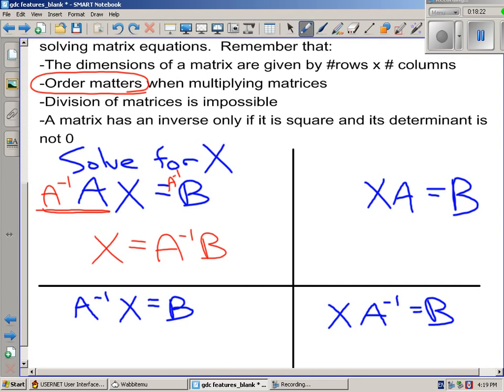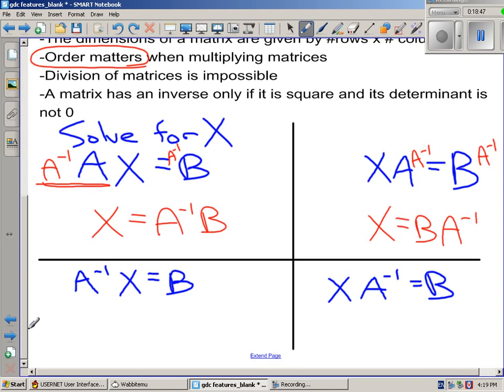Let's take a look at the next one. It's subtly different. XA equals B. So to get rid of that A, I need to put an A inverse right beside it, which means it's coming at the end of the side. I'm post-multiplying. So as long as I do the same thing to both sides, and order matters, what I'll get is X is B times the inverse of A. Okay, so see how those two are different. Order matters.